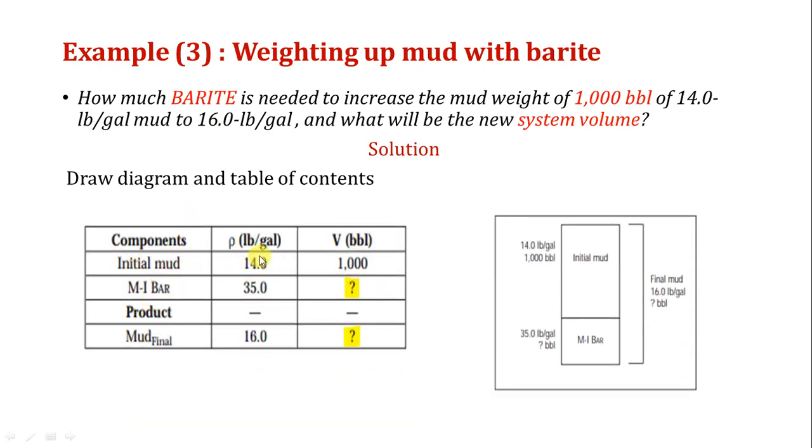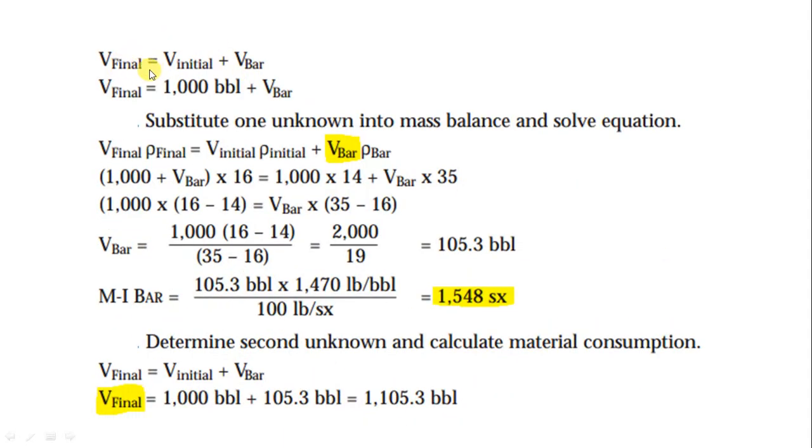So here the initial mud is 14, which is V1, and the mud weight of the barite is 35 pounds per gallon, specific gravity. Volume 1 equals 1,000, the final mud weight is 16, and you have to find the final volume. So V final equals V initial plus V barite, that is 1,000 plus V barite. Substitute one unknown into the mass balance to solve the equation: V final multiplied by rho final equals V initial multiplied by rho initial plus V barite multiplied by rho barite. So (1,000 plus V barite) multiplied by 16, which is the final, equals this equation.